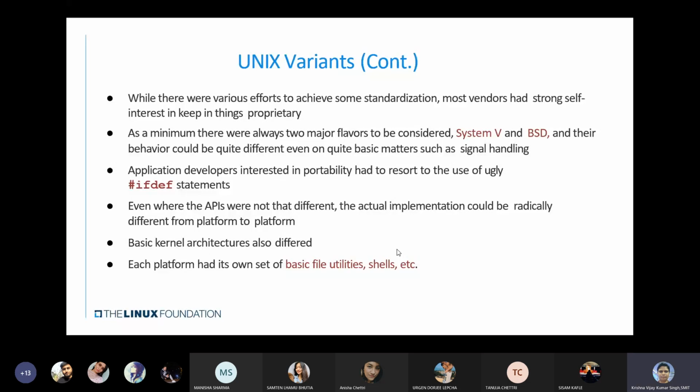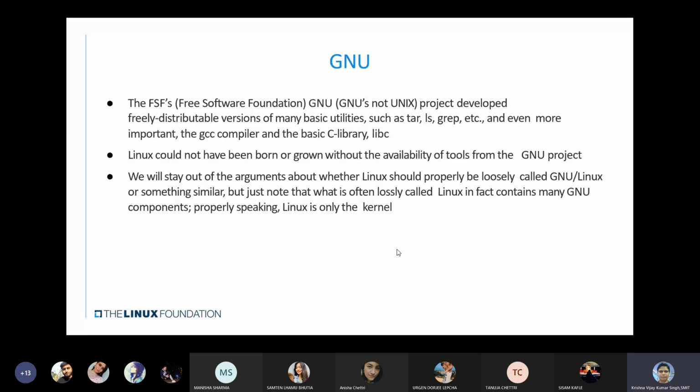So what I mean to say is that there are some utilities which differ from one version to another. Sometimes some system calls are also different in different flavors. But if you talk about the GNU version, Free Software Foundation, GNU stands for GNU's Not UNIX. The project developed freely distributed versions of many basic utilities such as tar, ls, grep, etc., and even more important, the GCC compiler.